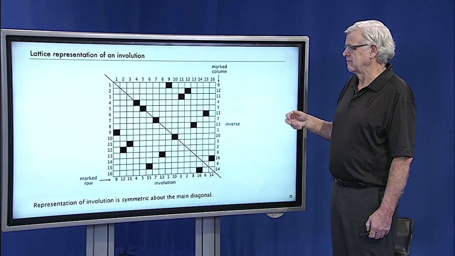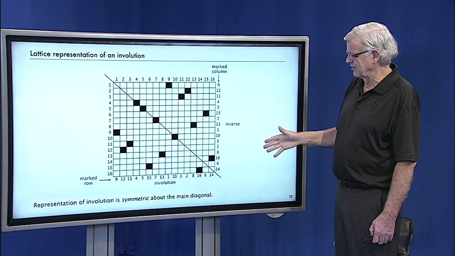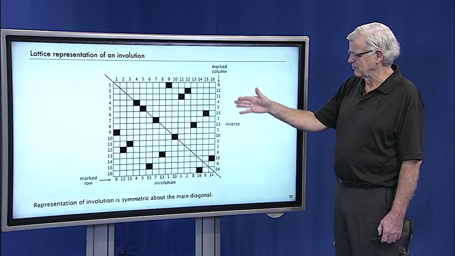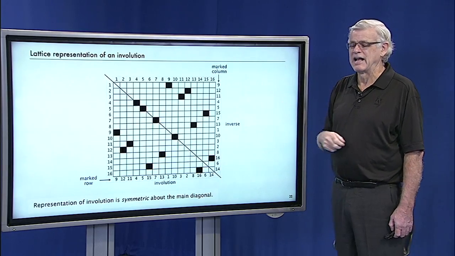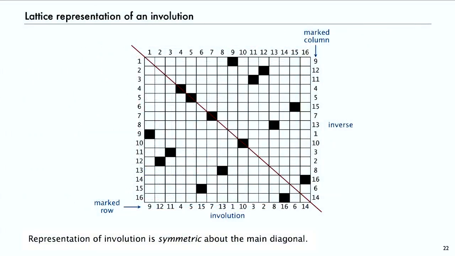In the lattice representation, the 1-cycles correspond to elements that are on the diagonal, and then the 2-cycles have to be symmetric. 1 goes to 9, 9 goes to 1.